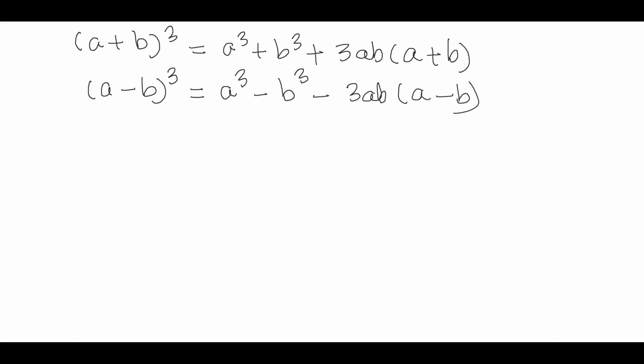So look at these two formulae and just register them in your memory. You will be using them a lot in 11th grade. So a plus b the whole cube is a cube plus b cube plus 3ab into (a plus b). And a minus b the whole cube is equal to a cube minus b cube minus 3ab into (a minus b). Note it down, students. Write it down properly.